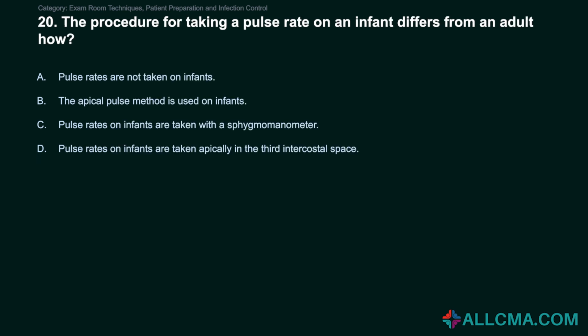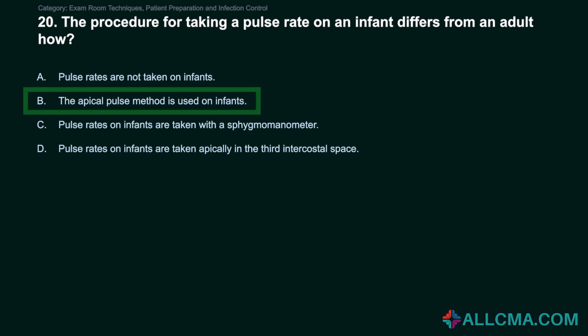20. The procedure for taking a pulse rate on an infant differs from an adult. How? A. Pulse rates are not taken on infants. B. The apical pulse method is used on infants. C. Pulse rates on infants are taken with a sphygmomanometer. D. Pulse rates on infants are taken apically in the third intercostal space.